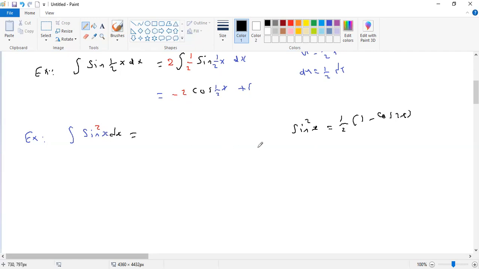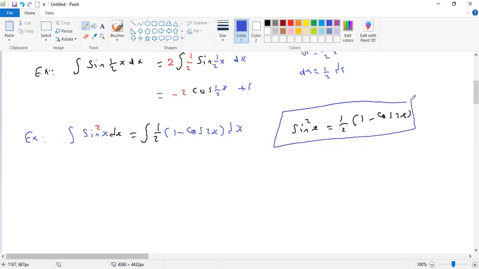So this is now the integral of half multiplied by 1 minus cosine 2x dx. This is the half angle formula, from the double angle formula for cosine 2x. Using this identity, how do we find the integral? One by one. I have half times 1 dx, the first term, minus half times cosine 2x dx.